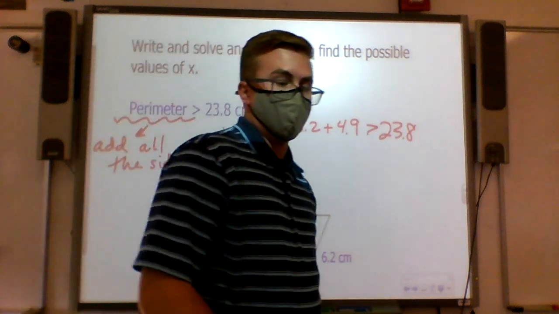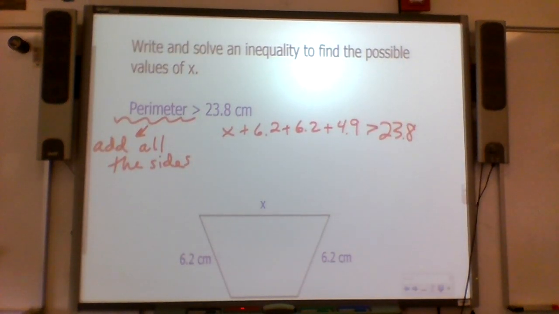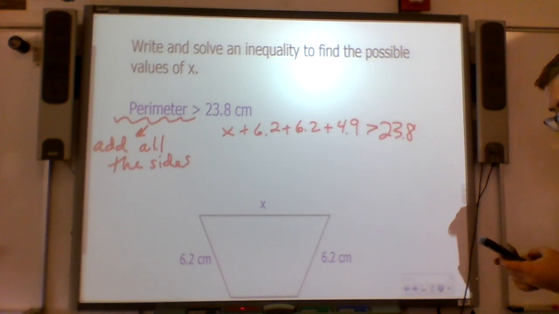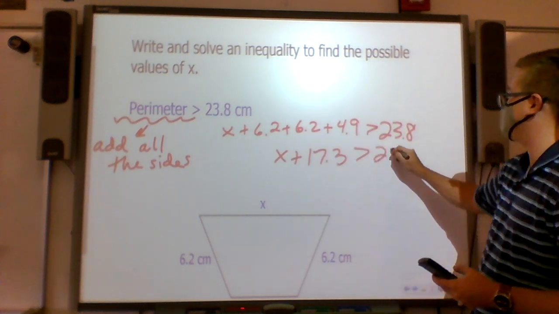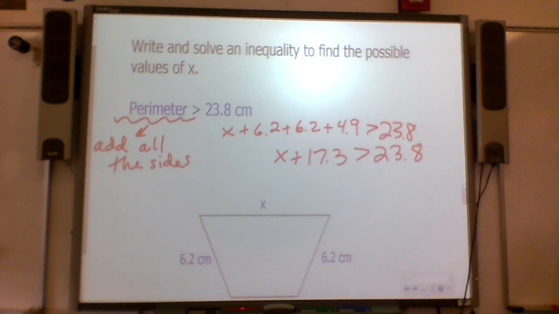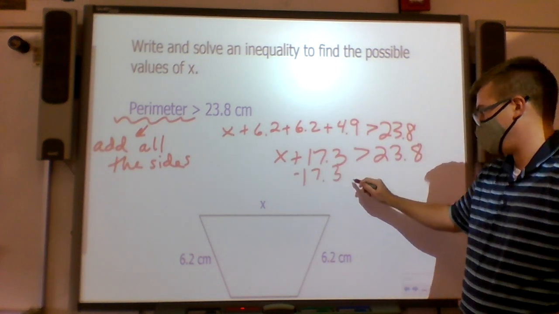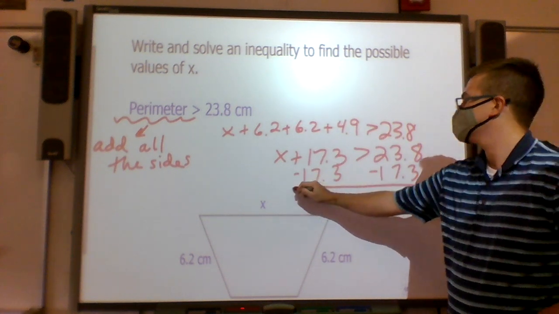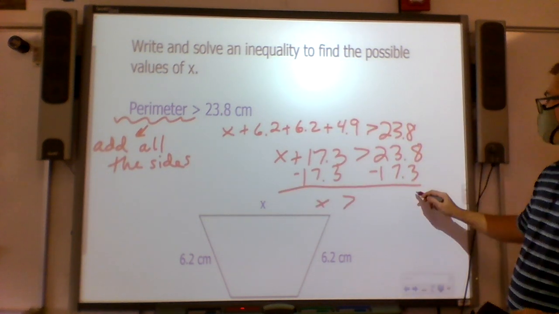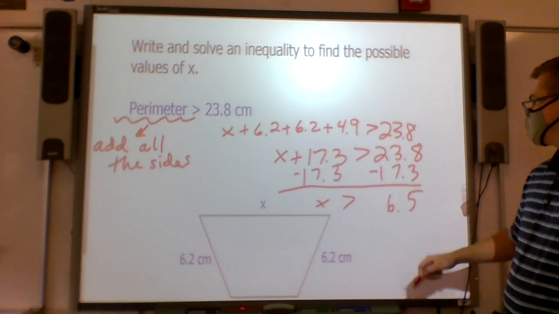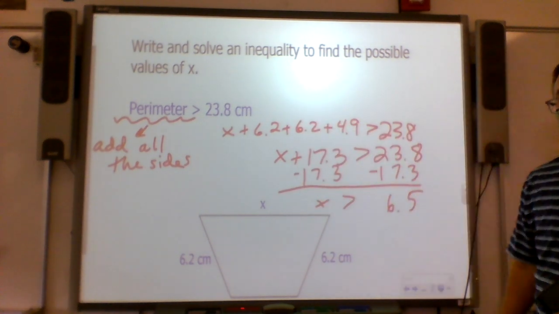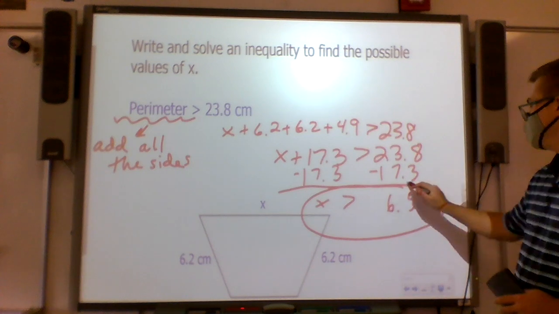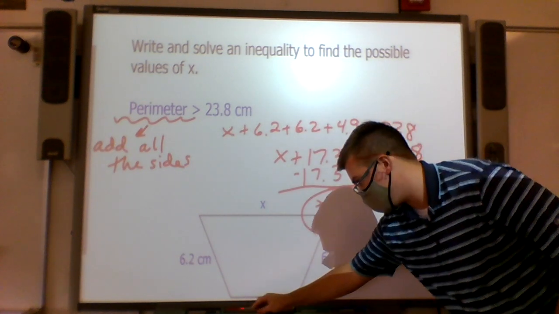Now all I need to do is solve to find my missing side x. So I'm going to add all of those together. 6.2 plus 6.2 plus 4.9 gives me x plus 17.3 is greater than 23.8. Then I just need to subtract 17.3 from both sides. And x is greater than 6.5. So in order for the perimeter to be greater than 23.8, x has to be greater than 6.5 centimeters.